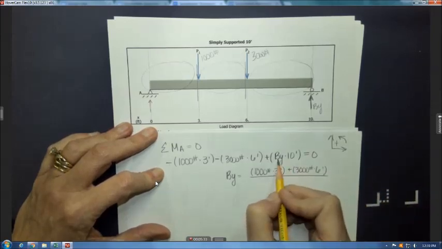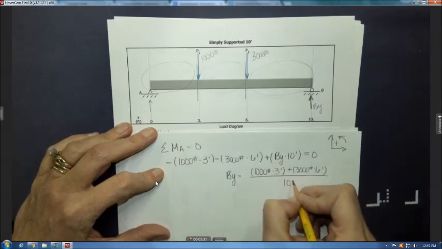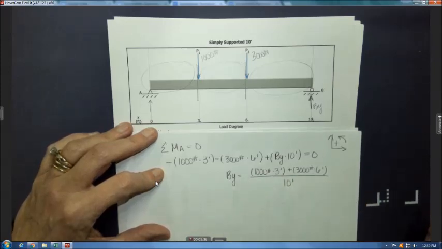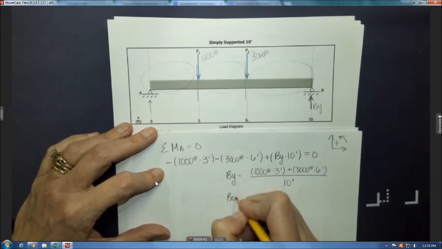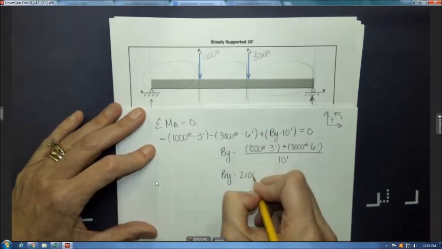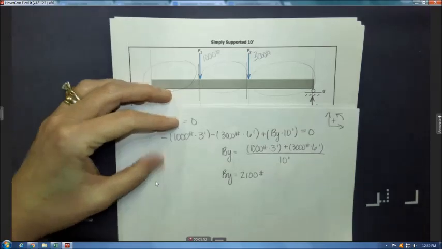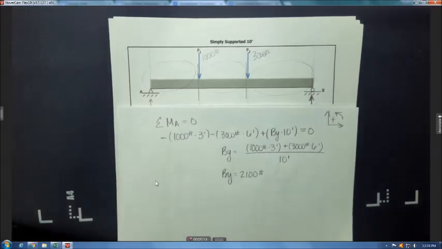And then I have my BY here that stays on the left-hand side, and I'm going to divide both sides by the 10 feet. Okay? So my BY should come out to be, it looks like, 2,100 pounds. Okay? All right. Now, the next thing I'm going to do is solve for AY.